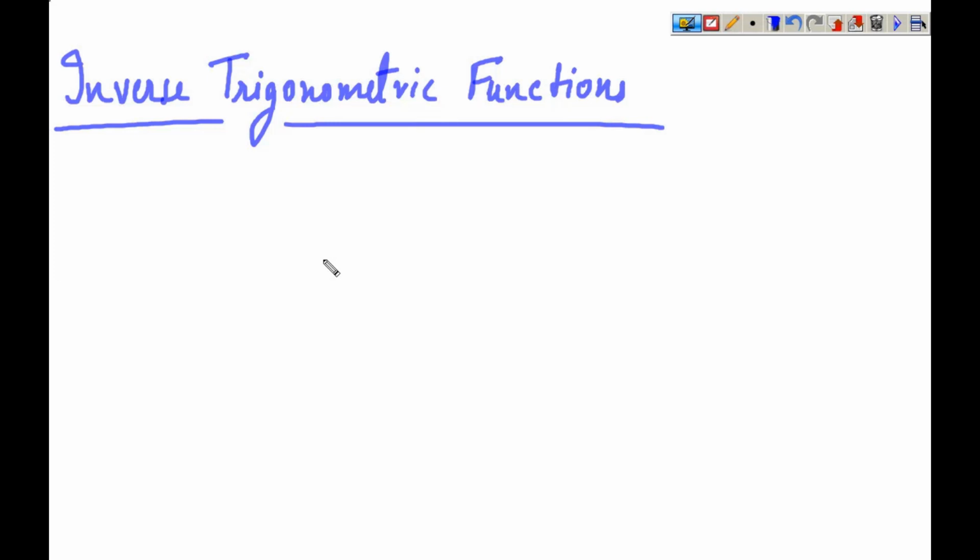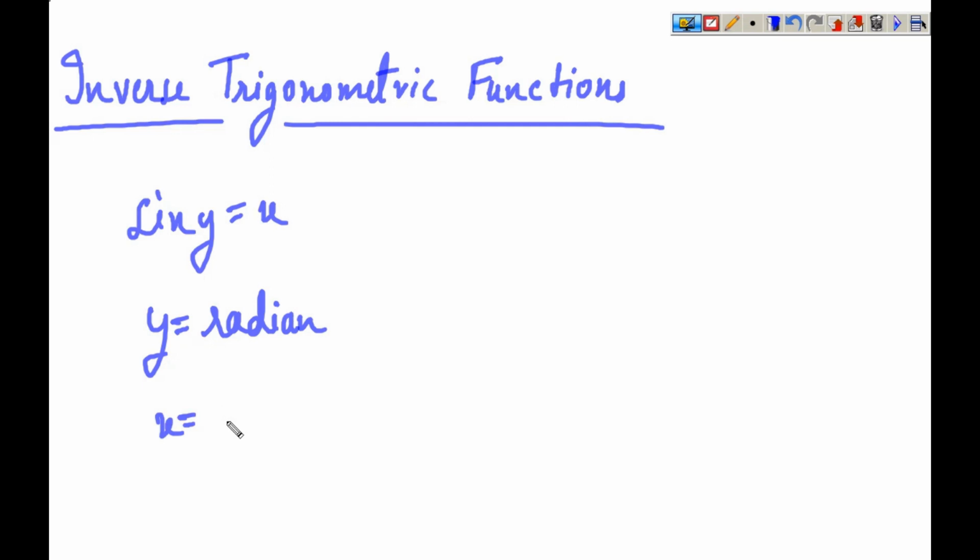So in this video we are going to talk about the differentiation of inverse trigonometric functions. Now before we begin, let's talk about what inverse trigonometric functions are. Usually we write sin y equals x, where y is in radians or any angle, and x we used to get as a length.